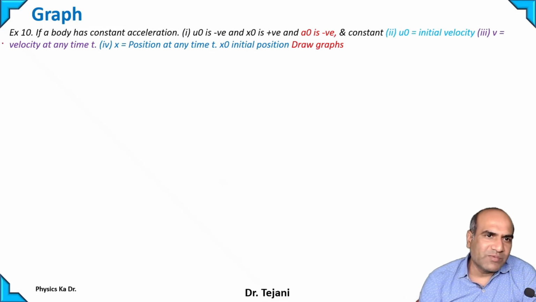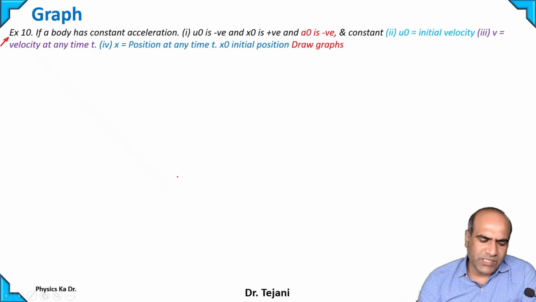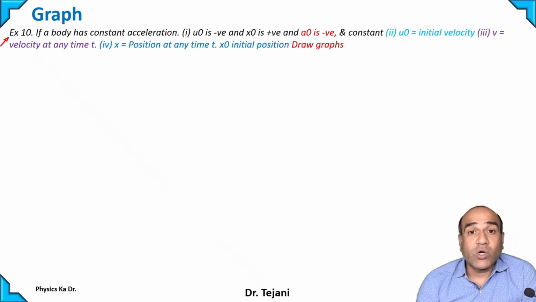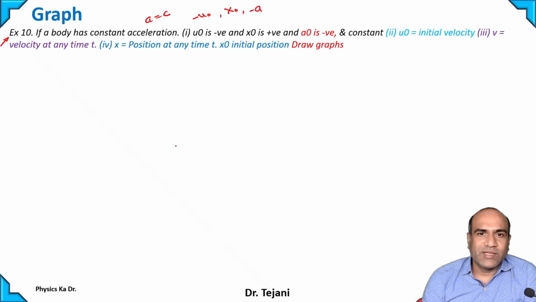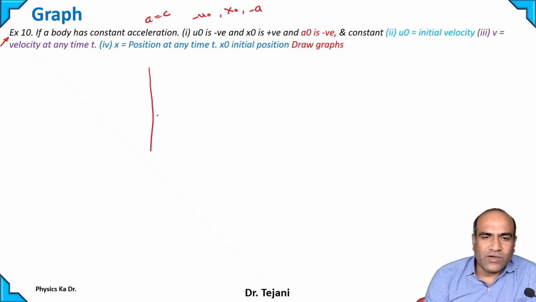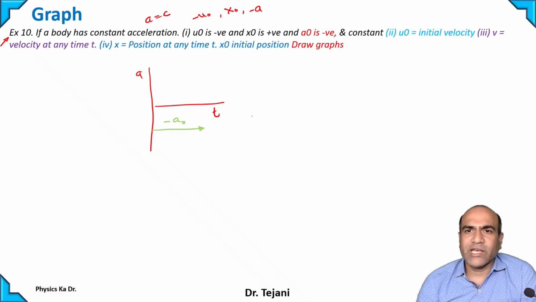Let's have one more example of a similar kind. I think this time you should pause the video and solve it by yourself. What is given? The body has constant acceleration, u0 is negative, x0 is positive, and a is again negative. Let's do the first one: a is constant and negative. That means it should be below this line, negative as well.